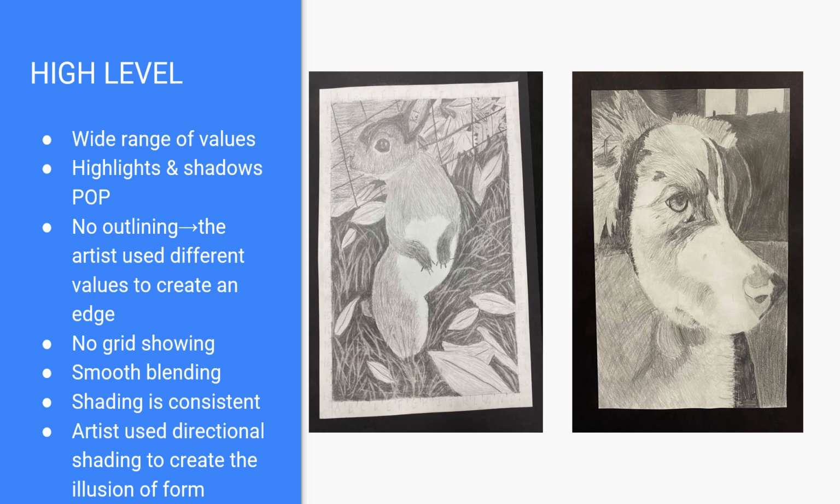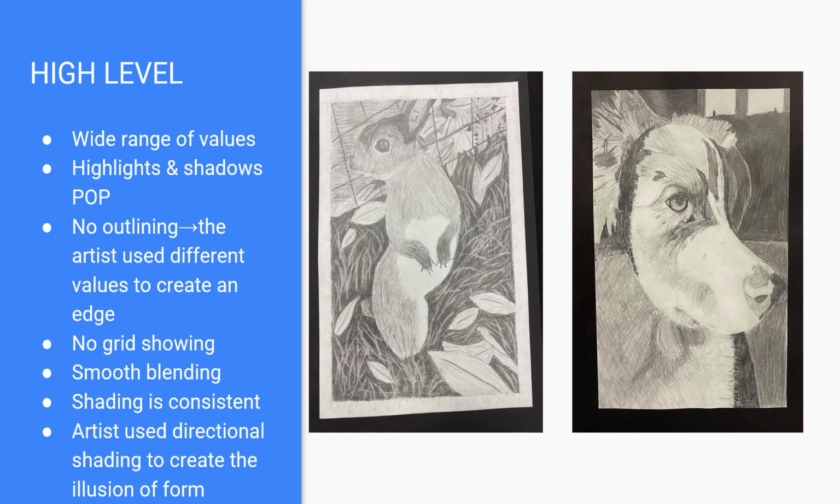All right, so here are the reasons that Miss Salatino considers these drawings higher level. So there's a wide range of values. You've got those beautiful white highlights. You have the soft grays, the medium grays, and then the dark black areas. You always want to make two things pop. You want to make those highlights pop and the shadows pop, and that's going to make your drawing look much more realistic. These artists did not outline.